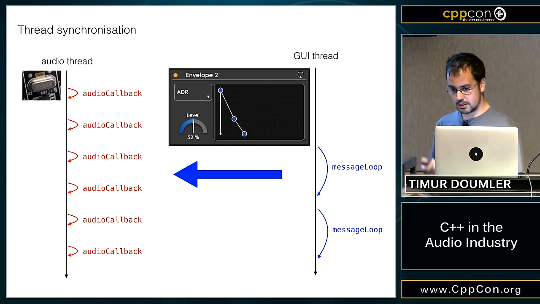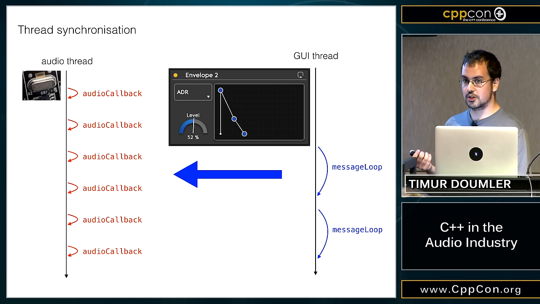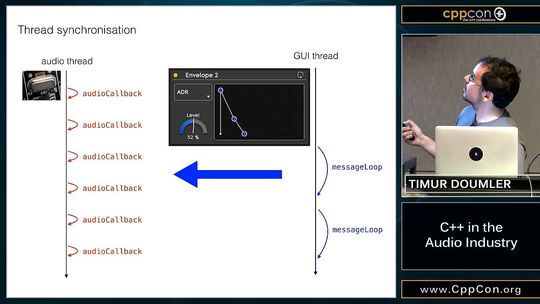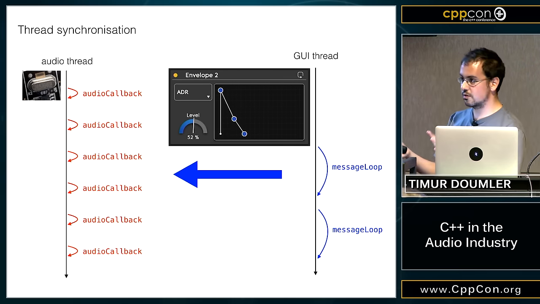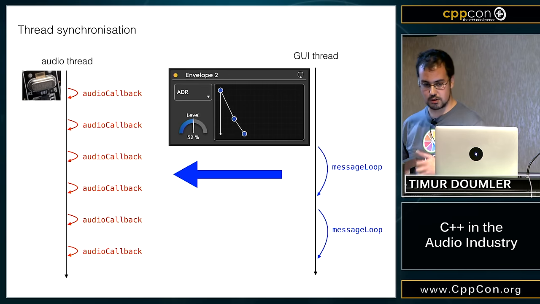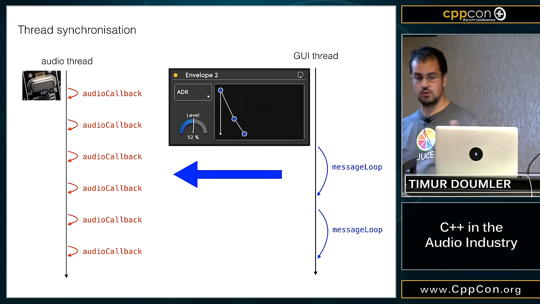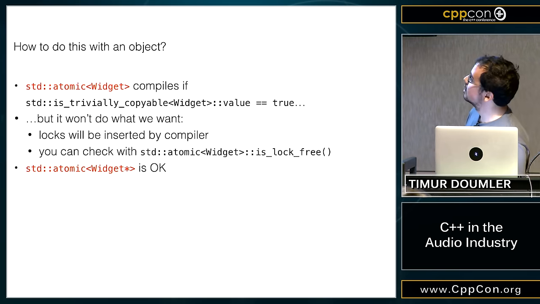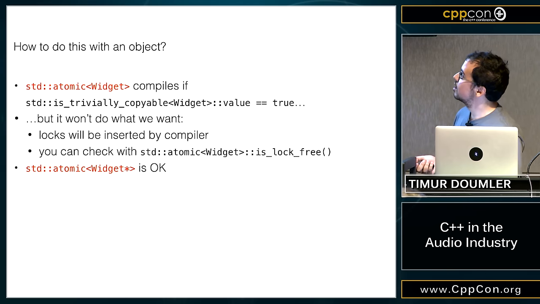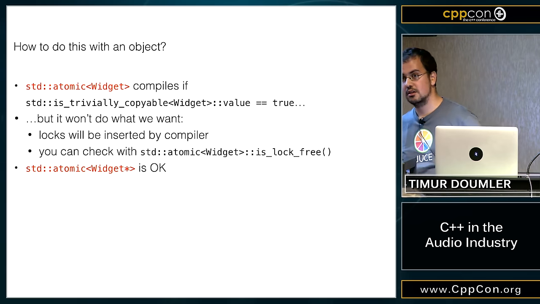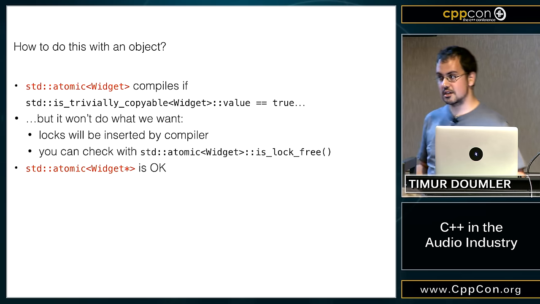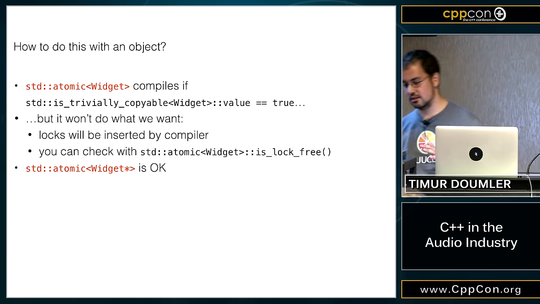So with a float, that's easy, right? But how do you do this if you have an object? Maybe you have something more complicated, like a curve that the user can draw, or maybe a snippet of audio on the disk, and you want to change this from the GUI thread, and the audio thread should see this. Now, you can actually instantiate something like an atomic widget, and it will actually compile. If widget is trivially copyable, it will actually compile, and it will semantically do what you want in the sense that it will be properly synchronized.